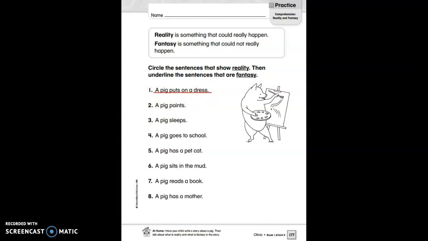Number 2, a pig paints. Could that really happen? No, a pig won't paint. Let's go ahead and underline it for fantasy.